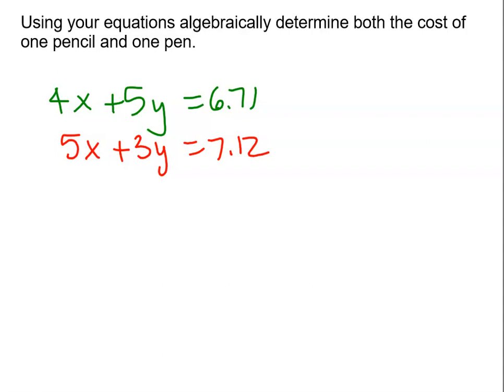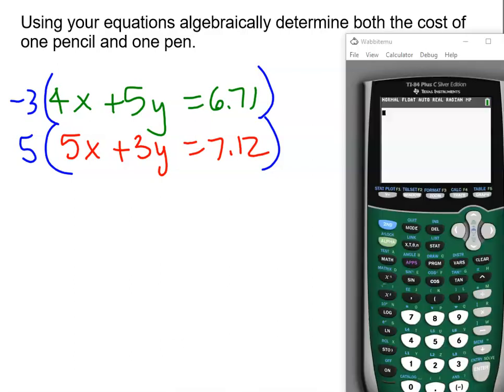So what I'm going to do is use the elimination method, and I'm going to cancel out the y term. I'm going to multiply this by -3, and I'm going to multiply this by 5. It doesn't matter which letter I eliminate, and it doesn't matter which one I make negative. So I'm going to need a calculator for part of this problem. Let me see if I can open that up.